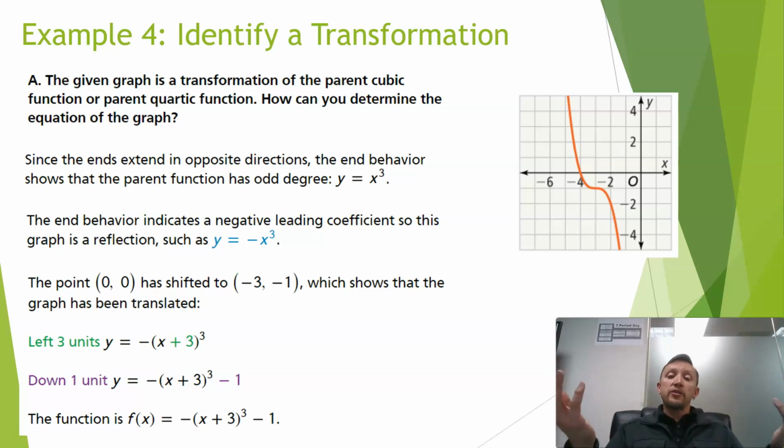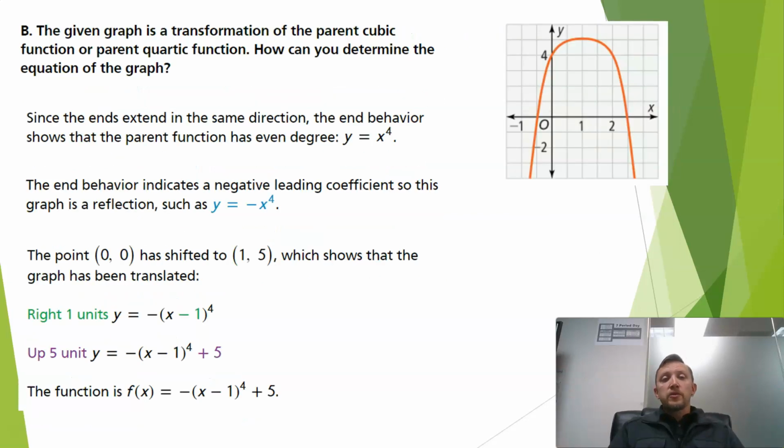So that would give you the equation of the function. So the equation of the function would be negative quantity x plus 3 cubed minus 1. Pretty simple. Let's look at this one.